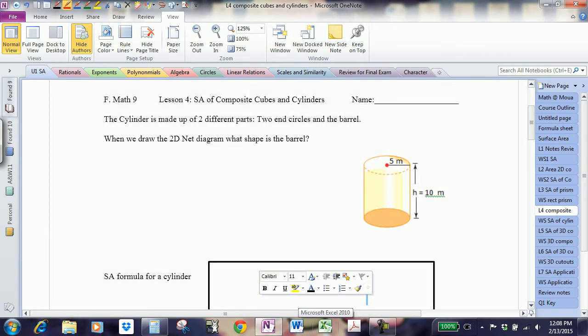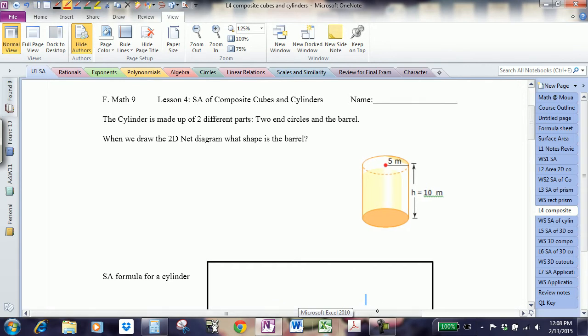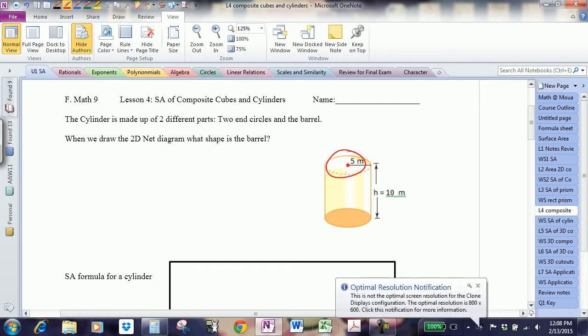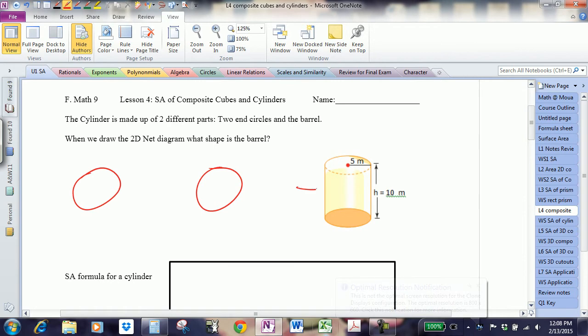So from your formula sheet, we're going to talk about cylinders. However, it's important to understand what you have. You pop the top off this cylinder, and what shape do you have? Good. And pop the top off the bottom, what do you have? How many circles? Good. What about the barrel? Are you sure? You guys had such awesome teachers last year.